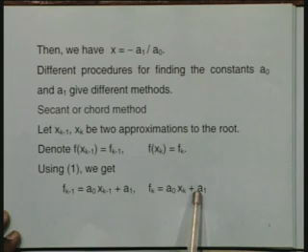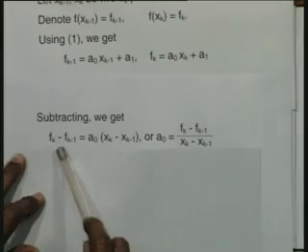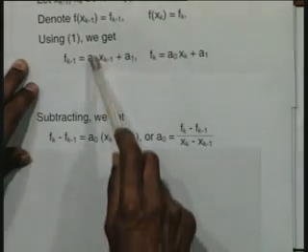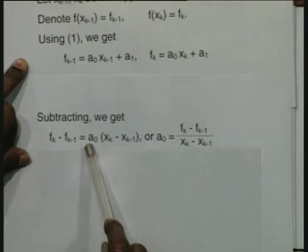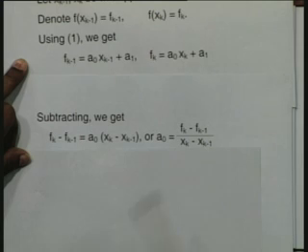I have got two linear equations for solving a0 and a1. I can just subtract the two, get a0, and then substitute to get the other value. So if I subtract these two equations, I get fk minus fk-1, a1 cancels, a0 into (xk minus xk-1), and hence a0 is solved: a0 is (fk minus fk-1) by (xk minus xk-1).